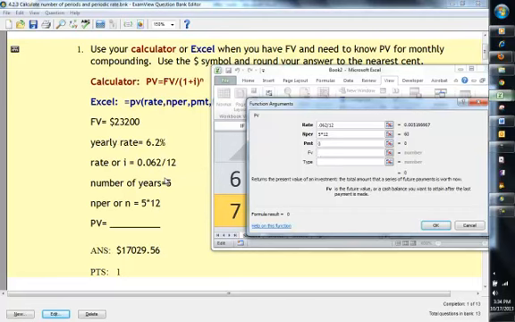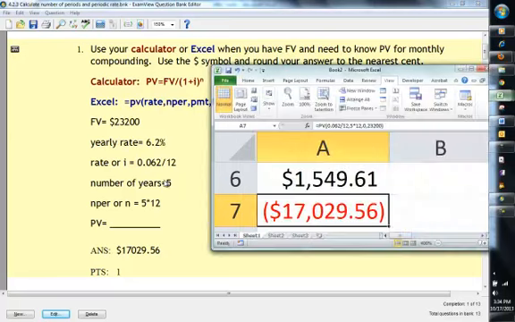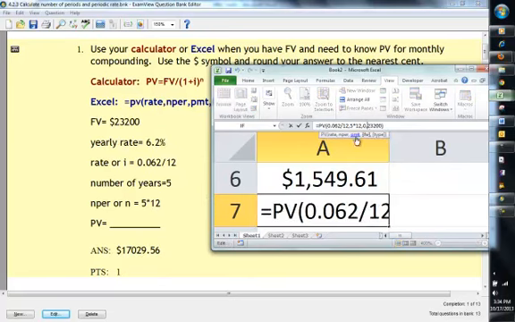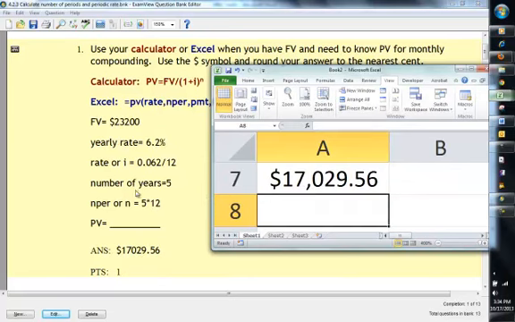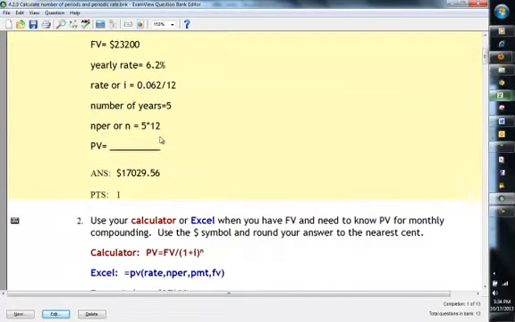The future value is $23,200. Now, if you notice, the answer is negative $17,209, but I tell you to write it as a positive number. All of these answers will always be positive numbers. So you probably could have made this one a negative number if you like to see your answers as positive numbers.